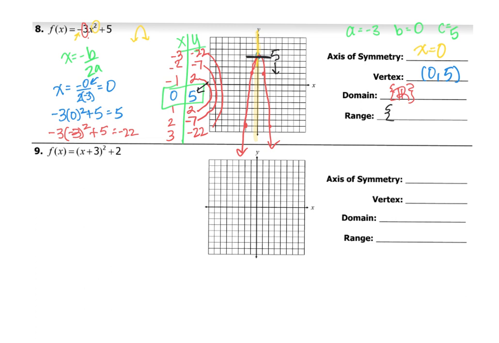So we would say our range, we have y's such that y will always be less than or equal to +5 for y. And that one's finished.